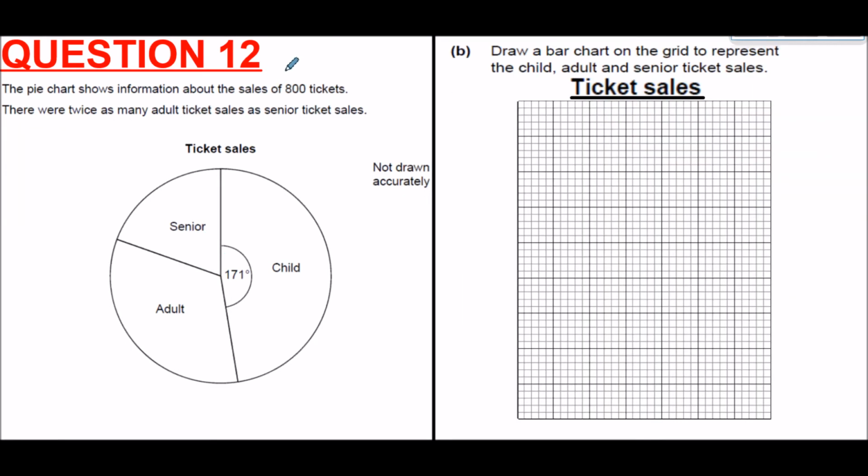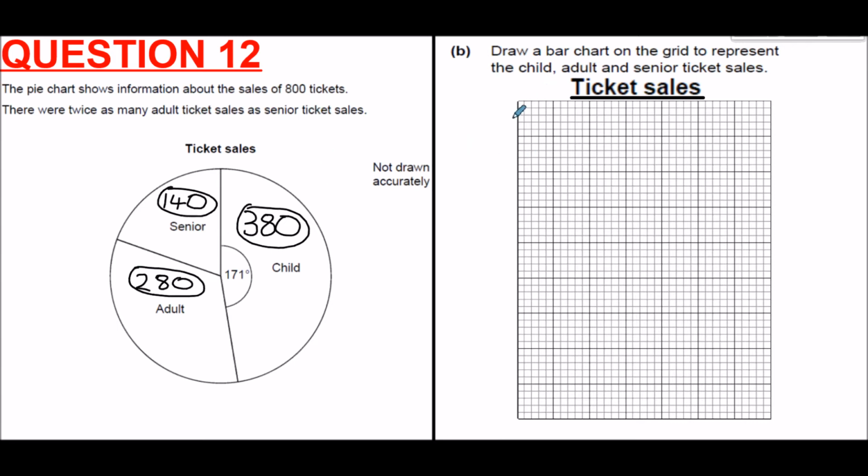Question 12, part C. So using what we've worked out for A and B, we need to be drawing a bar chart on the grid to represent the child, adult and senior ticket sales. So from parts A and B, the child tickets we worked out was 380. The seniors was 140, and the adult tickets was double 140, which was 280. And so what we're going to have to do here is to draw a bar chart of this data.